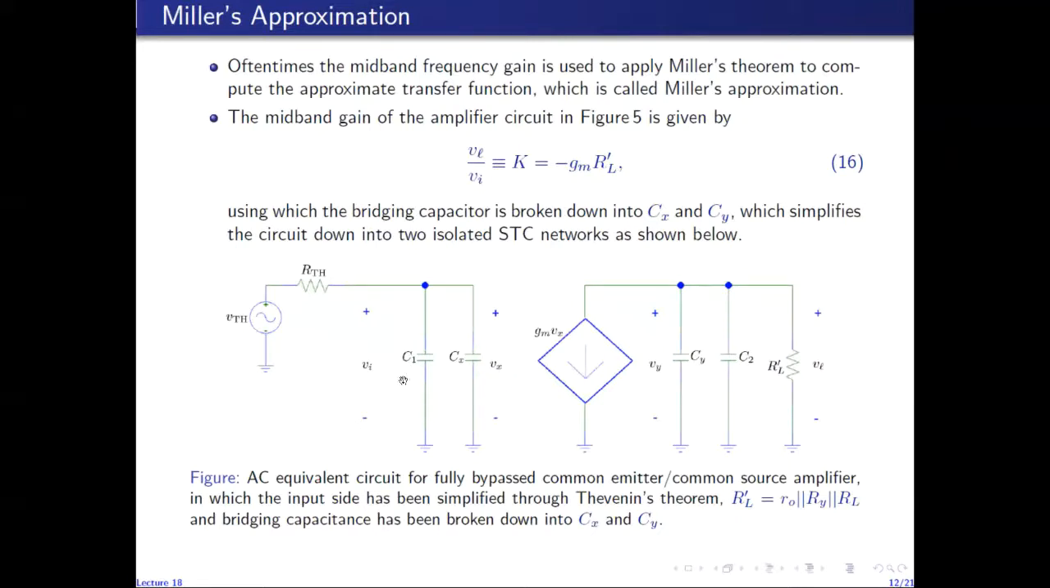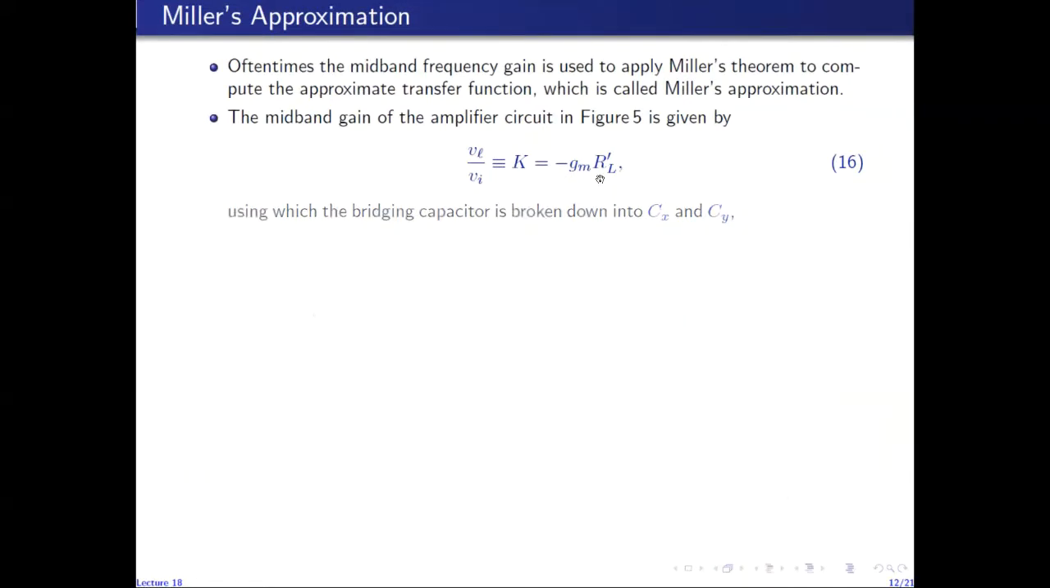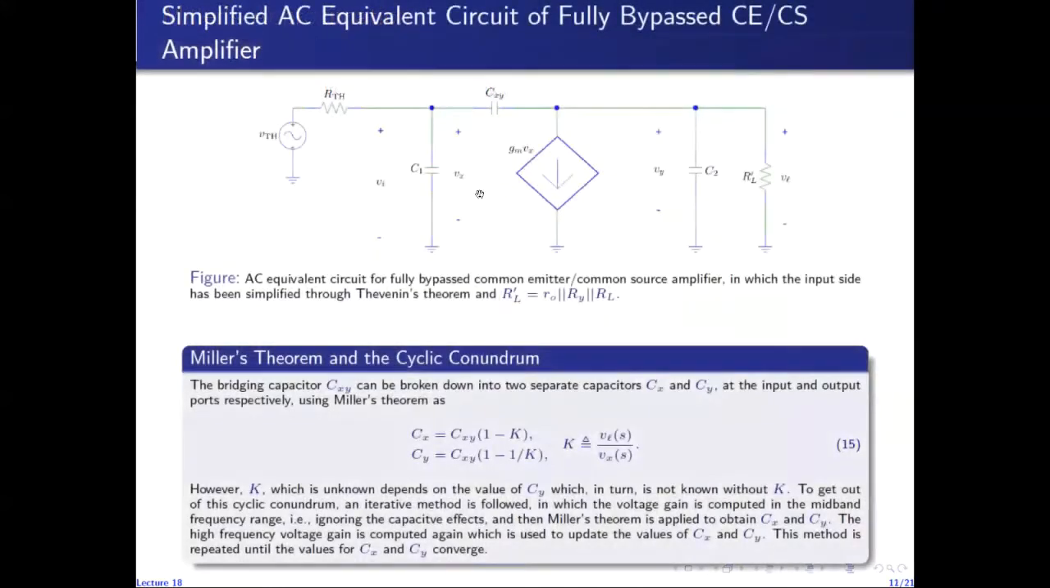So this equivalent capacitor combined with this resistance forms an STC network on the input side, and this equivalent capacitance, which is C2 plus Cy, combined with this resistance makes another STC network on the output side. So the values of Cx and Cy are obtained from Miller's theorem, in which the gain K, which is the midband gain, is given by this expression. So you can verify this expression from this circuit.